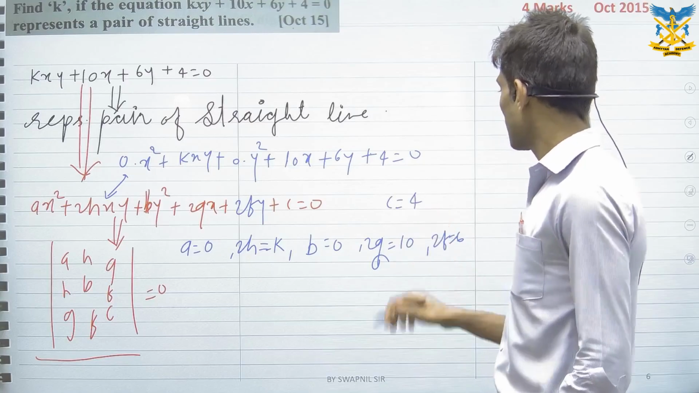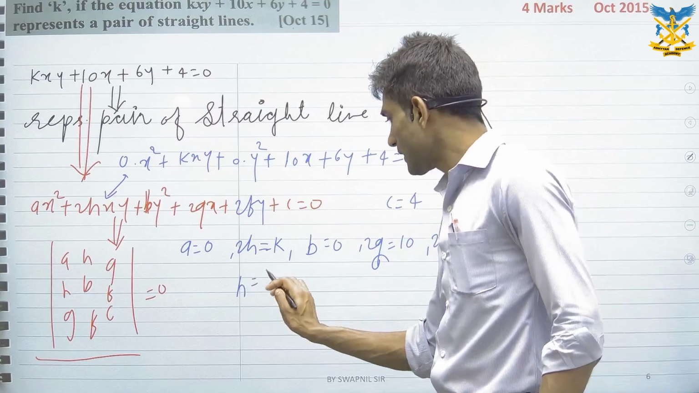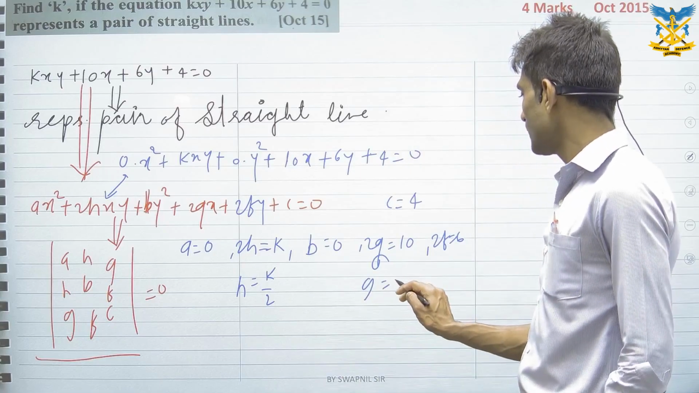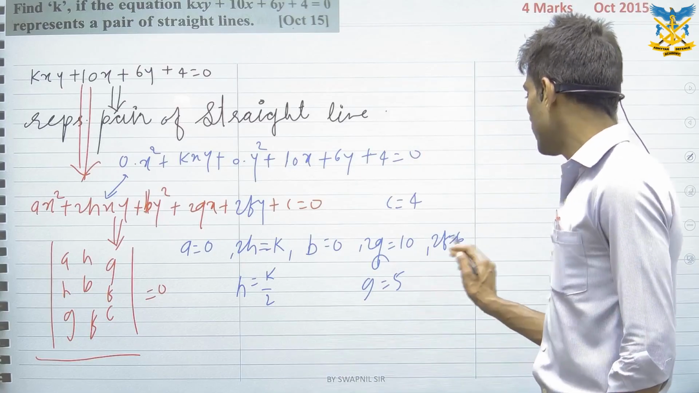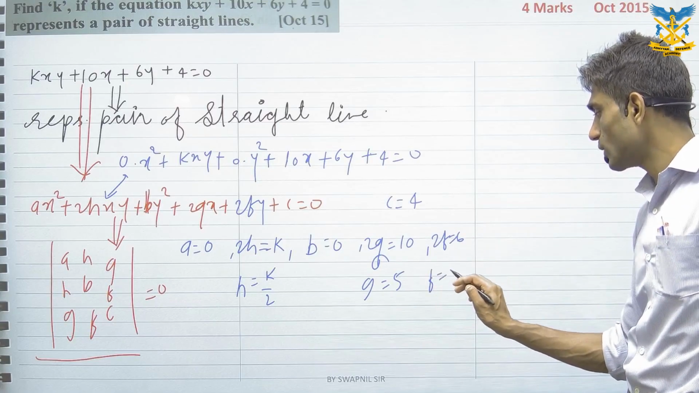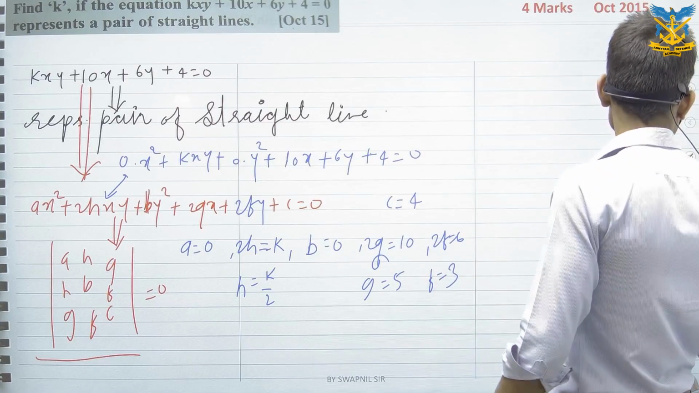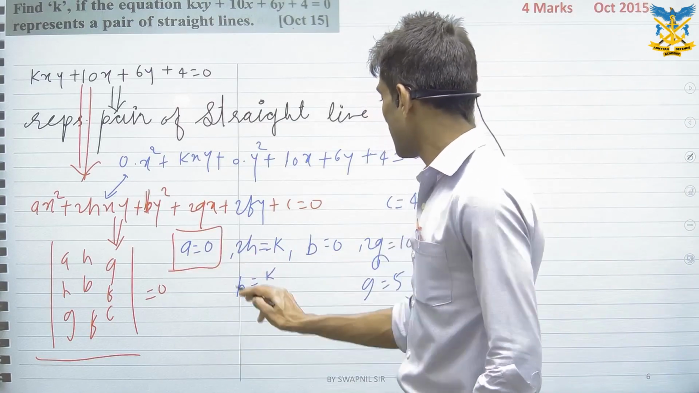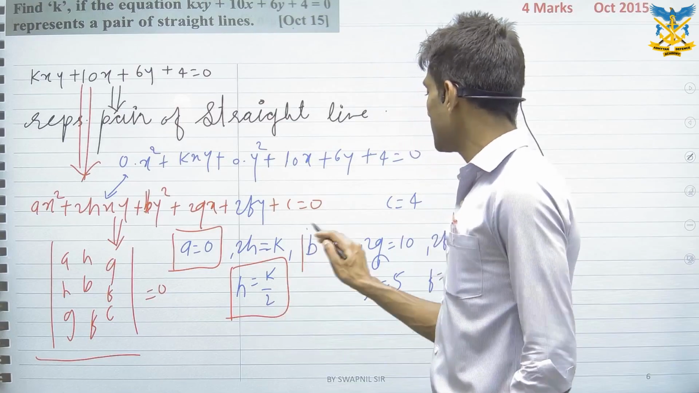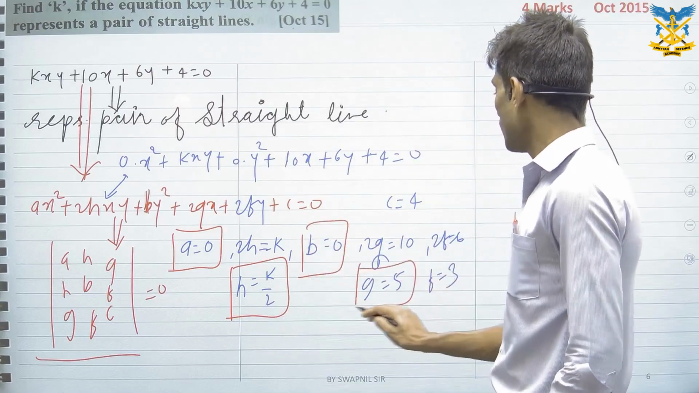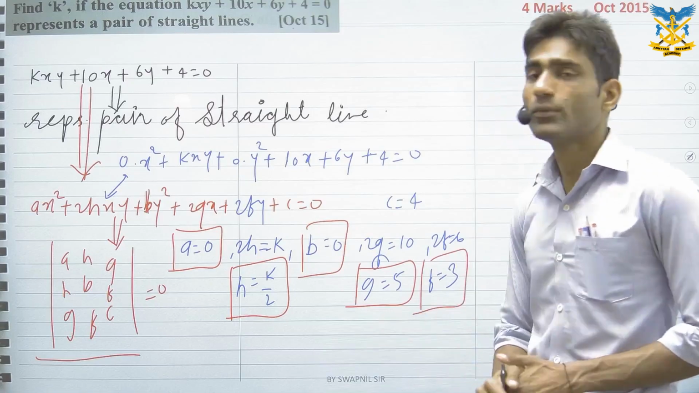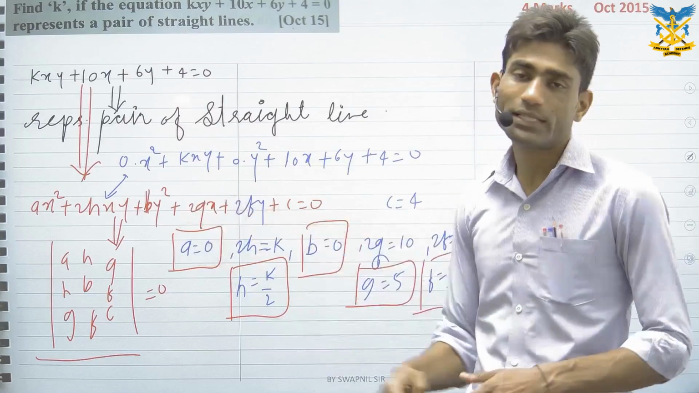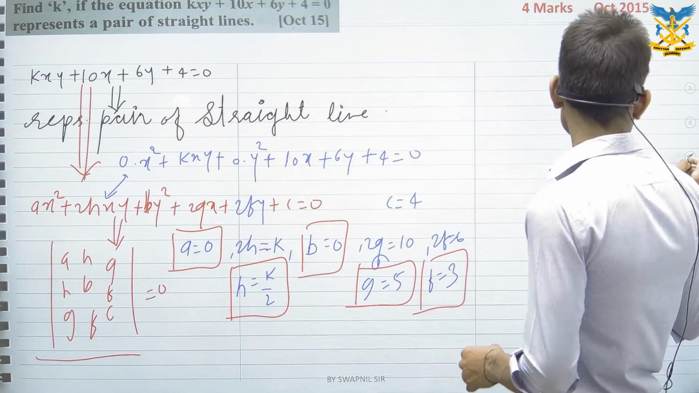Now find the value for h, which is k by 2. After that g is equal to 10 by 2, which means 5, and 2f is equal to 6, that means f is equal to 6 by 2, which means 3. These are all the required values. So we have a = 0, h = k by 2, b = 0, g = 5, and f = 3. All are the values for our a, b, g, h, f. Put all these values in our 3 by 3 determinant and you will get the required answer.